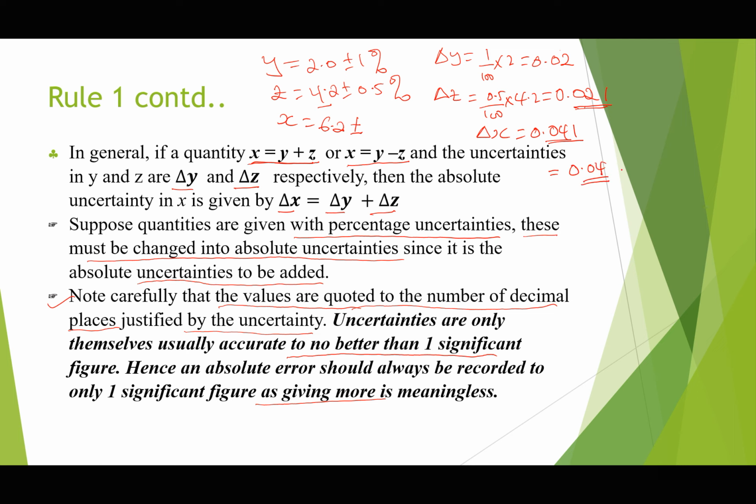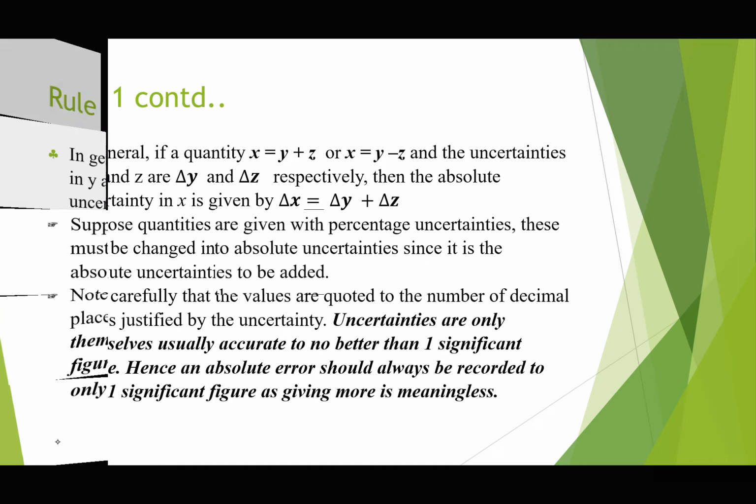You notice that 0.04 is to two decimal places, not significant figures. Therefore, I must ensure that my true value of x is also to two decimal places. So I'll add a 0 here to make it two decimal places. Then I'll write my uncertainty as plus or minus 0.04. So you notice that what were percentages, before we added them, we first converted them to absolute uncertainties. Okay, I hope that is home and dry. Let's continue.